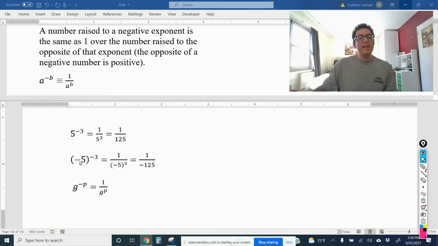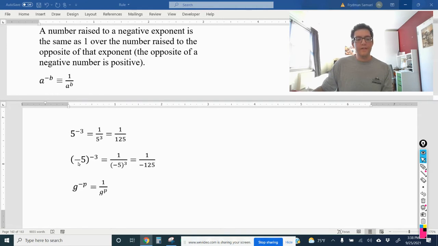Okay, next example. Negative 5 to the negative 3rd power would be equal to 1 over negative 5 to the positive 3rd power. Notice something very important here. Here, the base was negative. Here, the base is still negative. The base does not change sign. Look at the rule. Here we have a base a. Here, the base is also a. The base is not changing sign. It's the exponent that's changing sign. So this negative 3 became a positive 3.